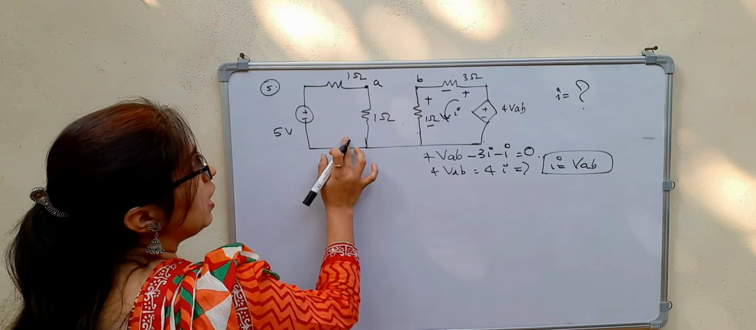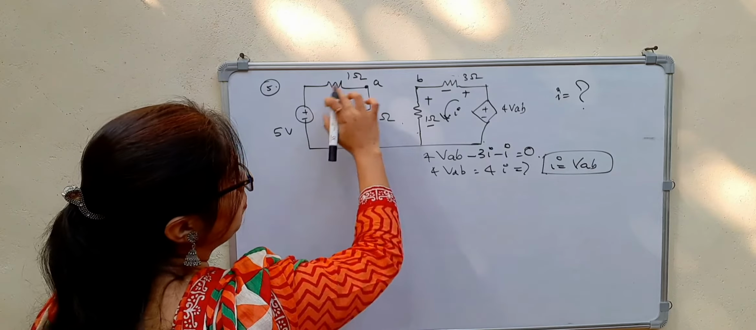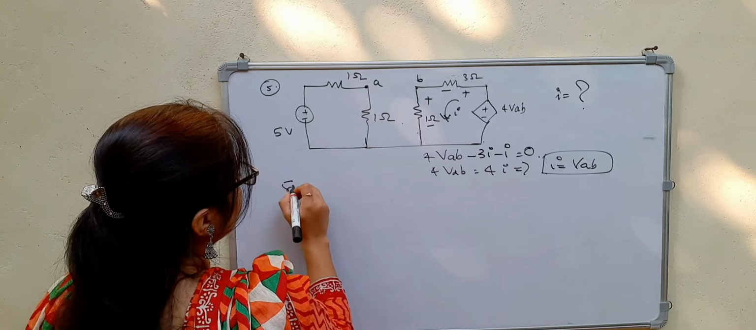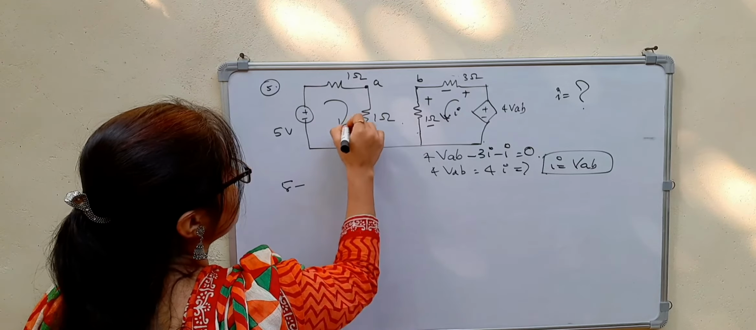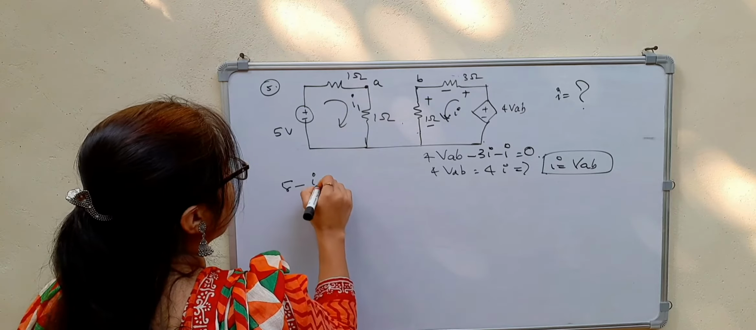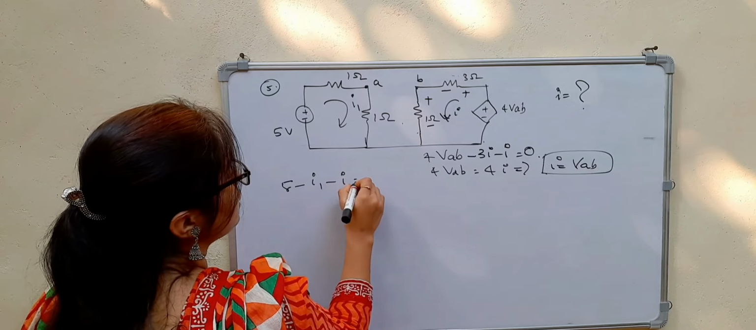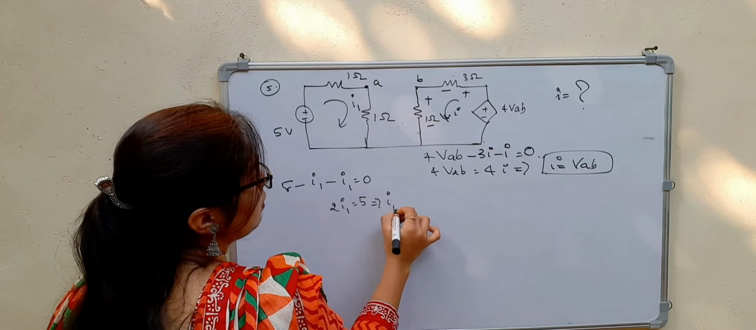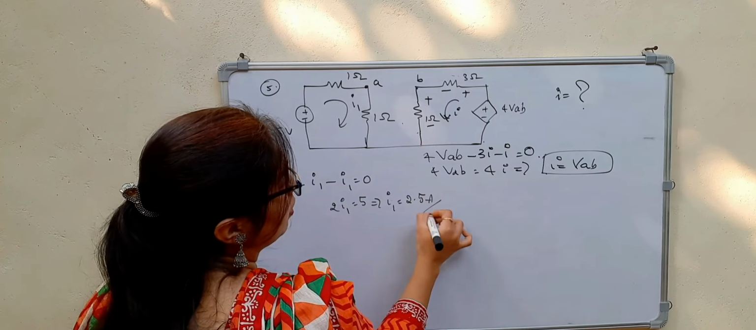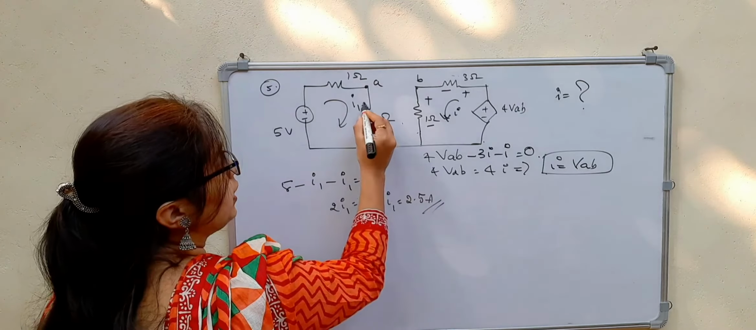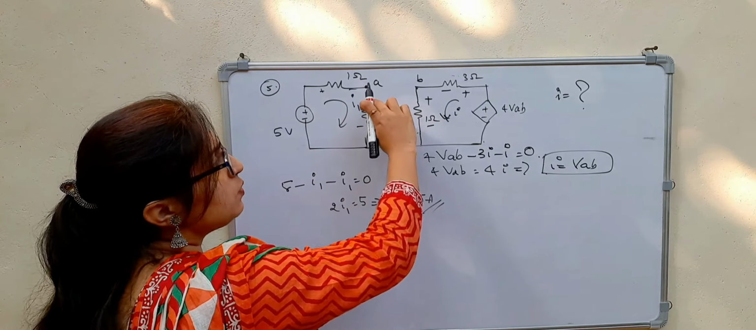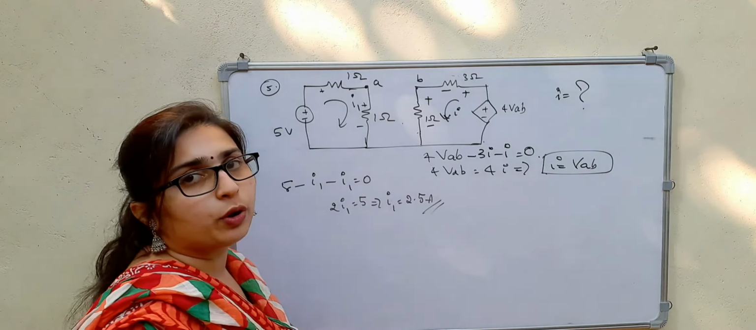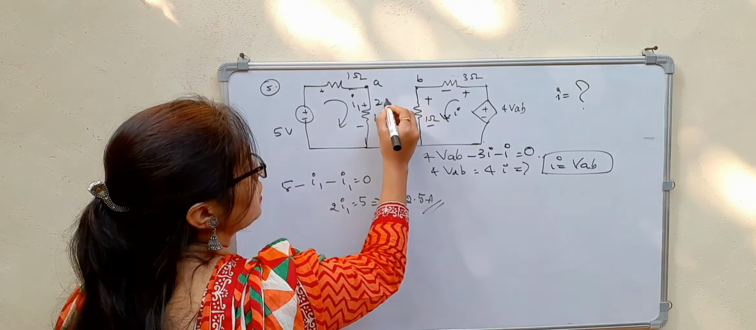Okay, so now I will come to this point. So it is 5 minus, I will consider this as I1. 5 minus I1 is equal to 0. So 2I1 is equal to 5. That means I1 is equal to 2.5 ampere. So this is the voltage drop, right? So what is the voltage drop across this particular 1 ohm? That is 1 into 2.5 is 2.5 volts.